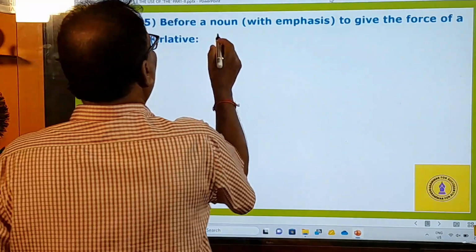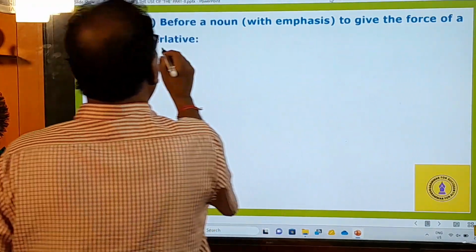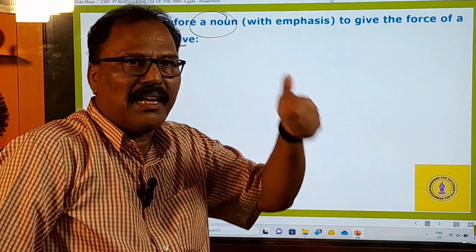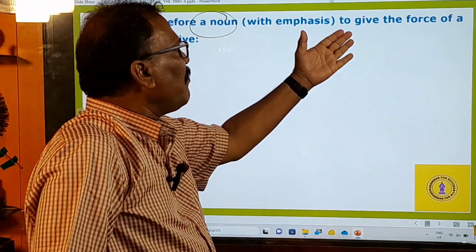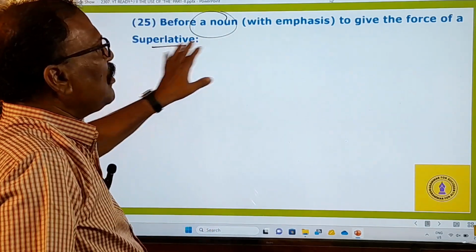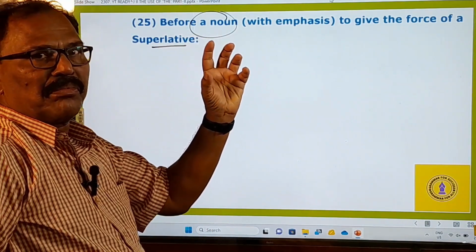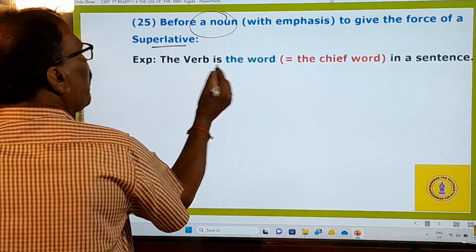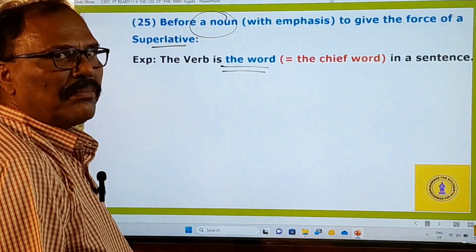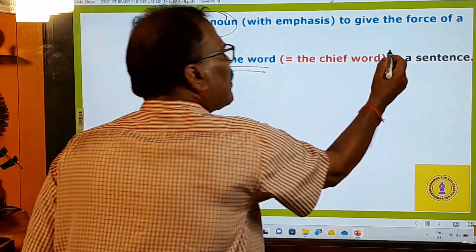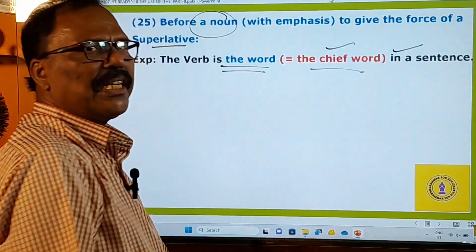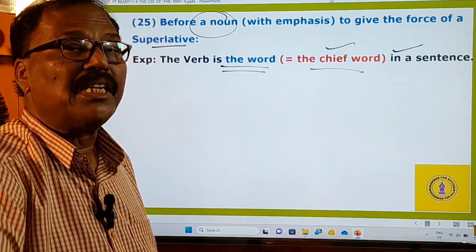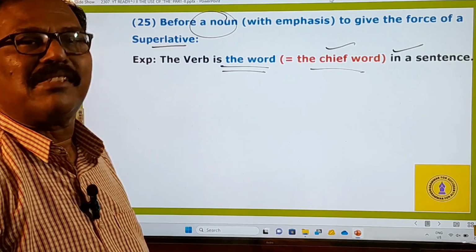What is that? Before a noun with emphasis, to give the force of a superlative. For example, here I am giving direct sentences. The verb is the word. That means the chief word in a sentence. It is the word, you have to stress on that. It is the word in a sentence means it's a very important word in a sentence, right?